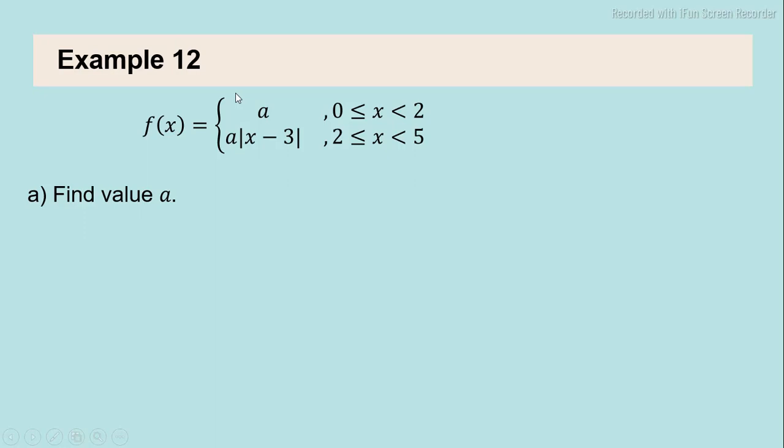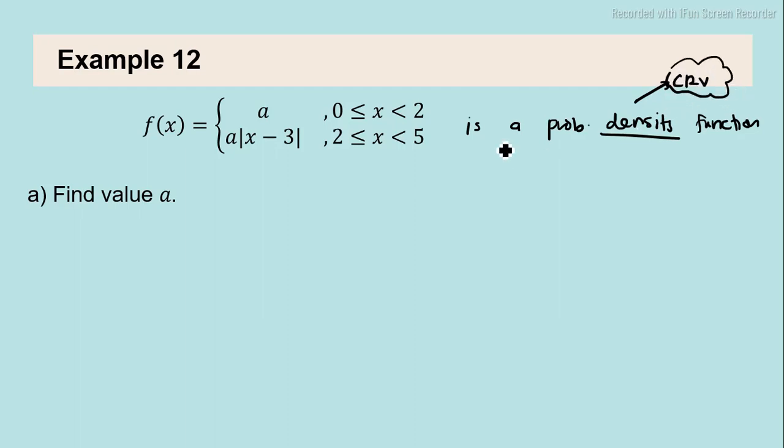Alright, so example 12. You have fx. Kat sini sebenarnya ada ayat lagi ni. So fx is a probability density function. Saya tertinggal tadi. Bila dia density, kita tahu dia adalah continuous random variable. So now you have fx equals to a for x between 0 and 2, and a modulus x minus 3. Kena hati-hati dekat sini, kamu ada modulus. Bila ada modulus, kamu kena define dia dulu.